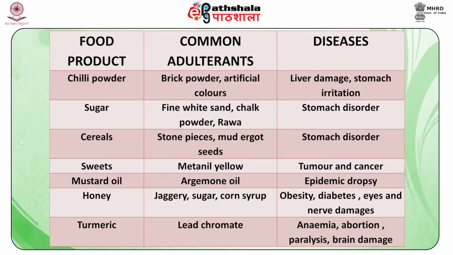For honey, the adulterants are jaggery, sugar, corn syrup, and the diseases caused by them are obesity, diabetes, eye and nervous damages. For turmeric, the adulterant is lead chromate, and the diseases caused by it are anemia, abortion, paralysis and brain damage.